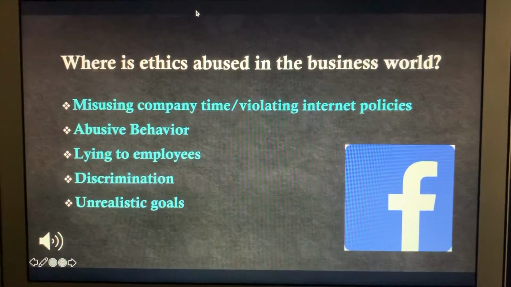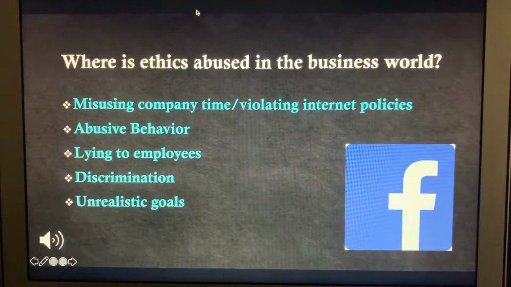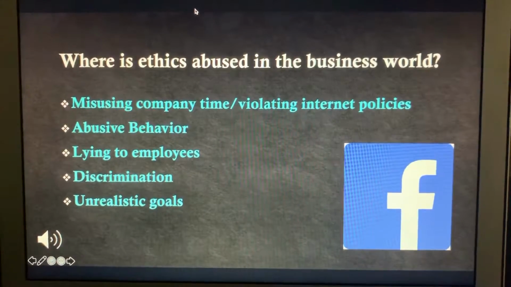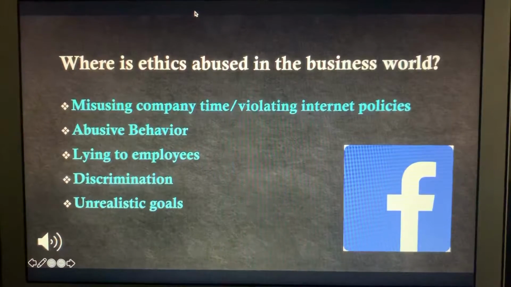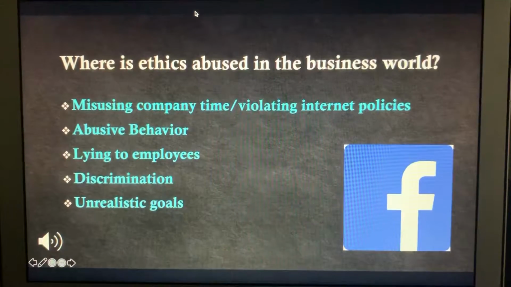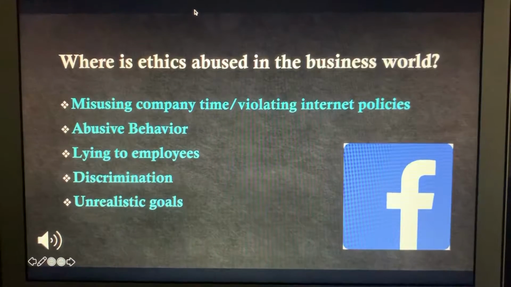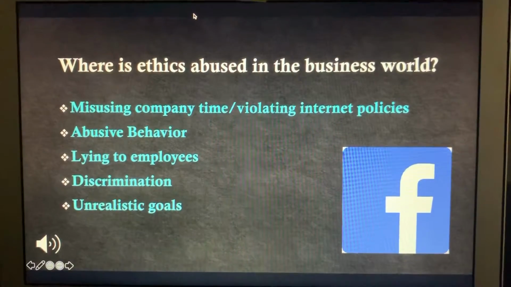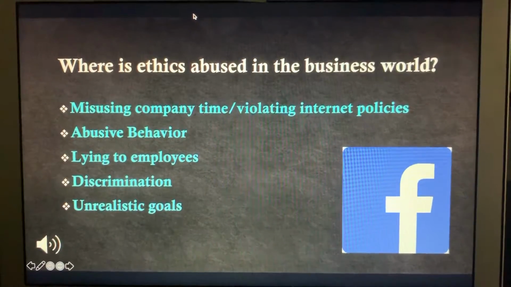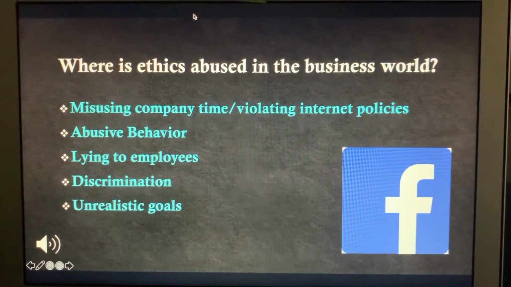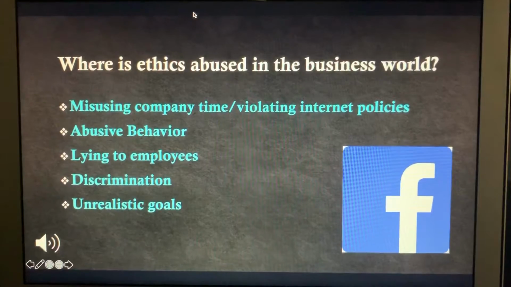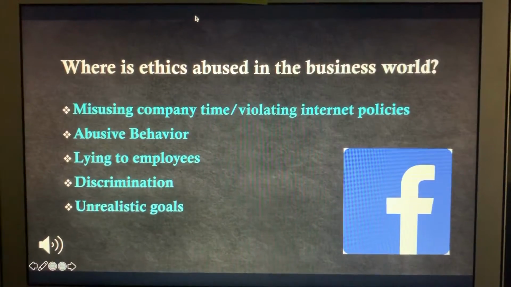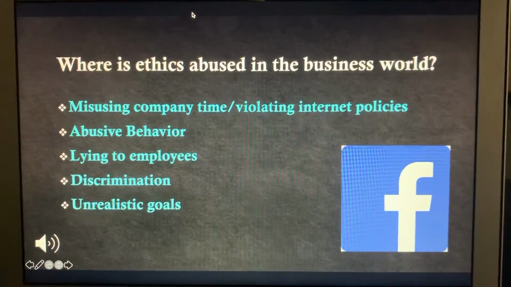The second way is by displaying abusive behavior. Sometimes superiors will raise their voices at their employees, which is definitely unethical. Another way ethics is abused is from superiors lying to their employees. This can include talk of annual bonuses or advancement opportunities without following through. Businesses can also show discrimination towards employees and treat them differently based on their race, religion, or gender. The last example deals with superiors setting unrealistic goals for their employees when they have no idea how much work and time it will actually take to complete them.